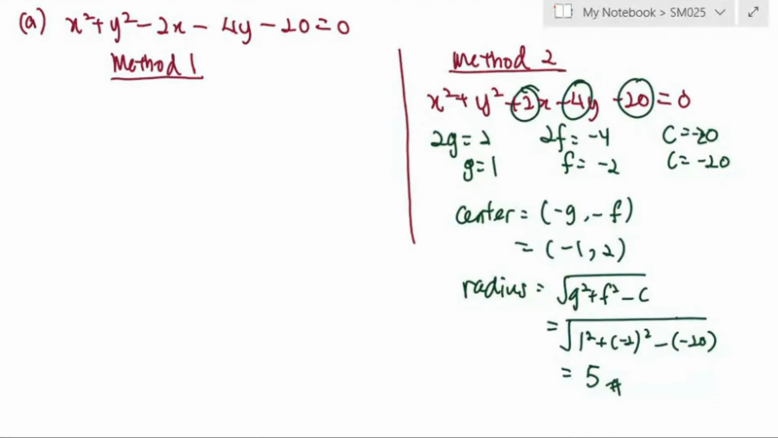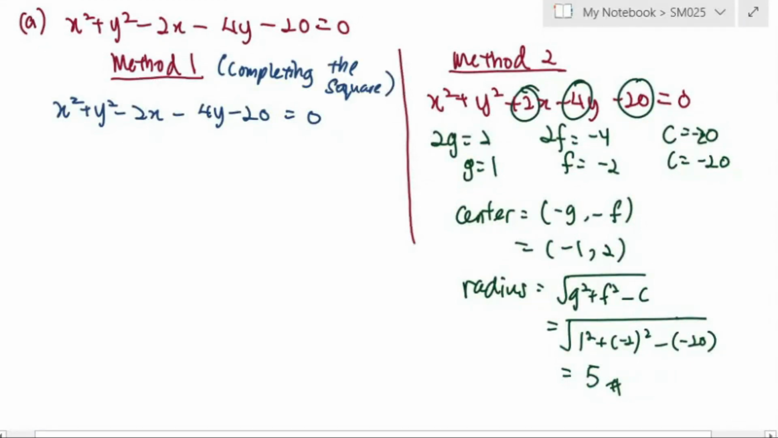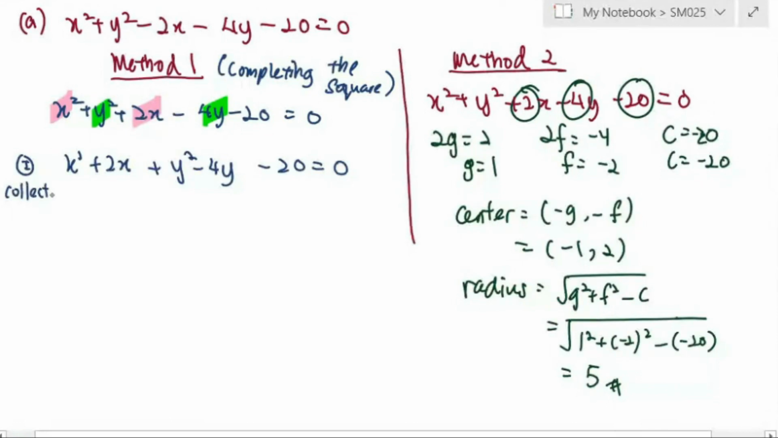And I will show you another method here where we change back to standard form. So how we're going to change back in standard form, there will be needing your completing the square. Okay, so what is your first step? The first step will be collect your x, collect your y. plus 2x. Then collect your y thing will be y squared minus 4y. So your constant, just let it. Okay, so that will be your first step, collecting. Collect your x, collect your y.